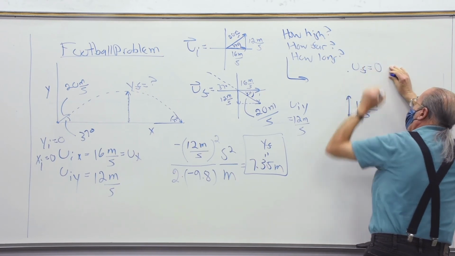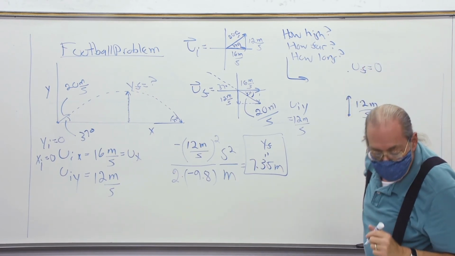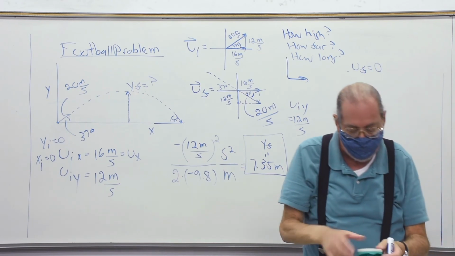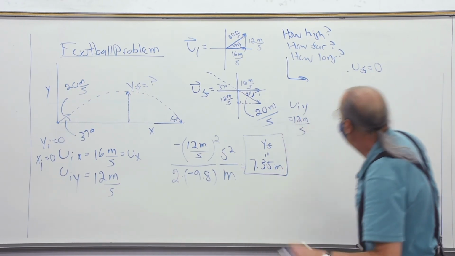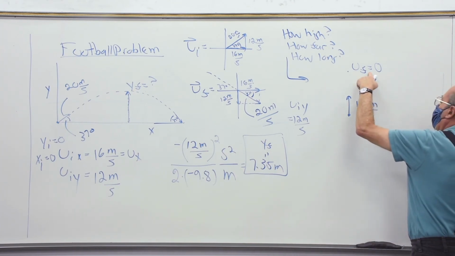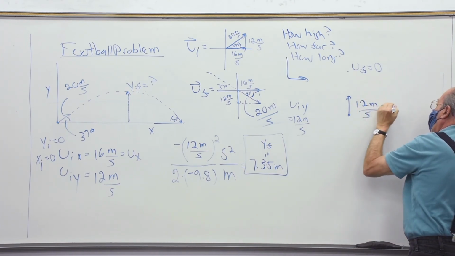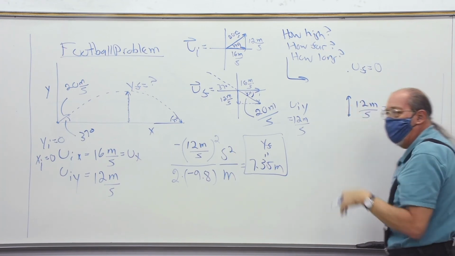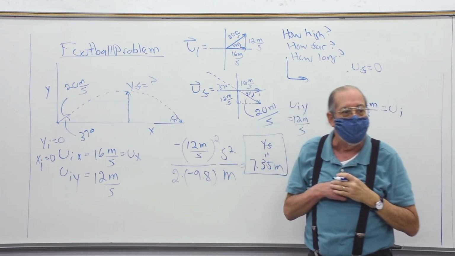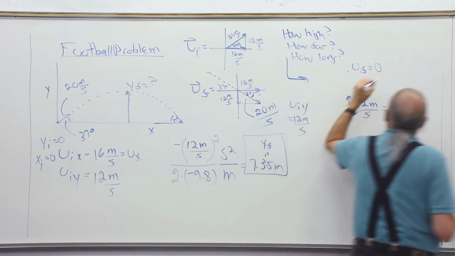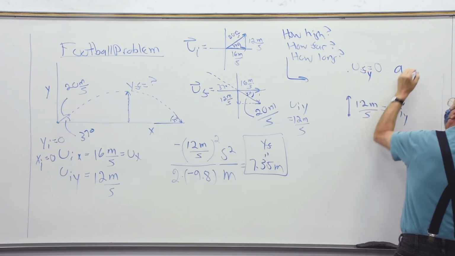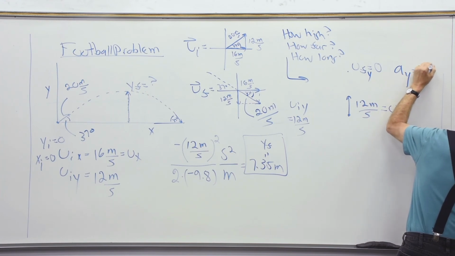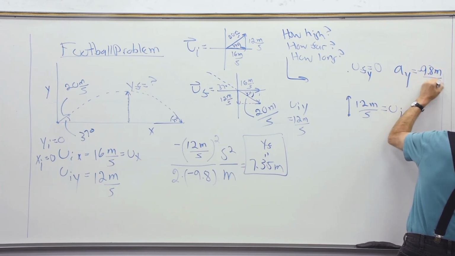0. V final is 0. This is V initial. Whether you put the y's on it or not, that doesn't make any difference. What is the y acceleration? It's, again, minus 9.8 meters per second squared.